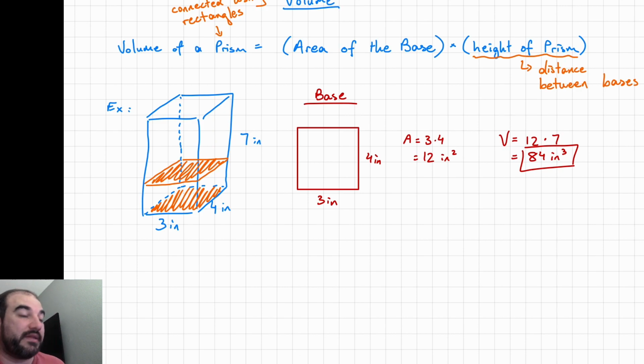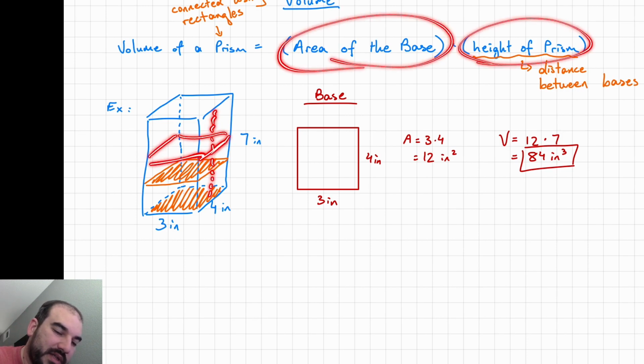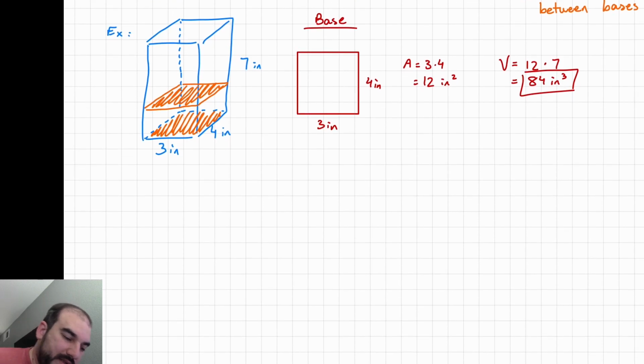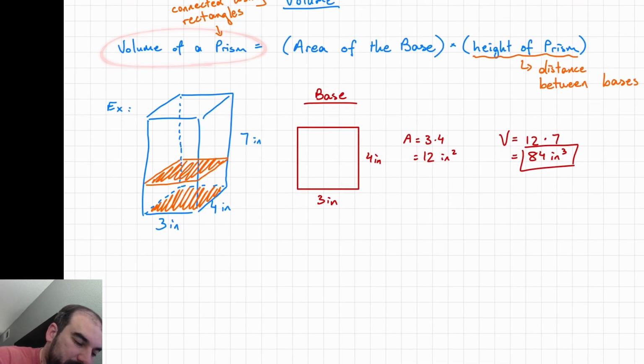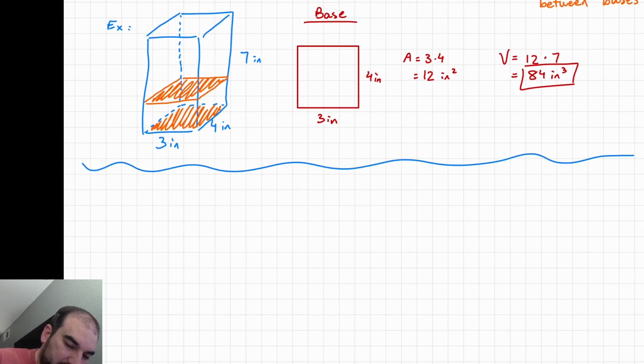And how many of those rectangles we're going to stack on top of each other is essentially 7 inches worth. So we take the area of this base and we multiply by 7 because we're stacking 7 inches of those rectangles on top of each other. Right? So we stack a bunch of these on top of each other, and that's why we multiply the area of the base times the height of the prism. Okay. Cool. That's how we do volume of a prism. So let's move on to volumes of pyramids and cones.